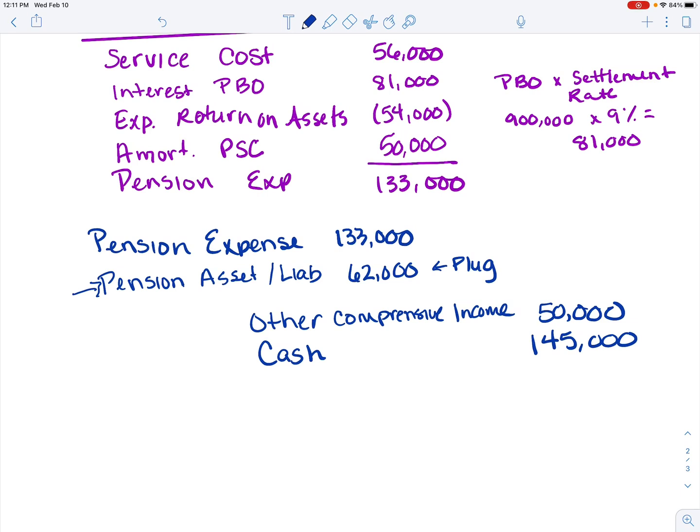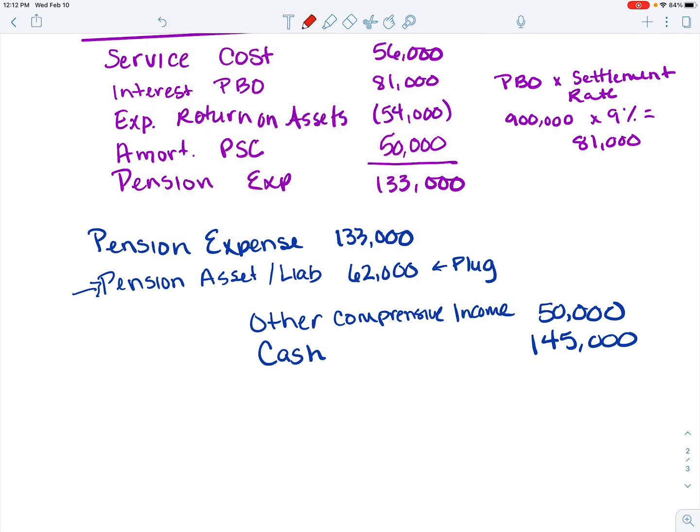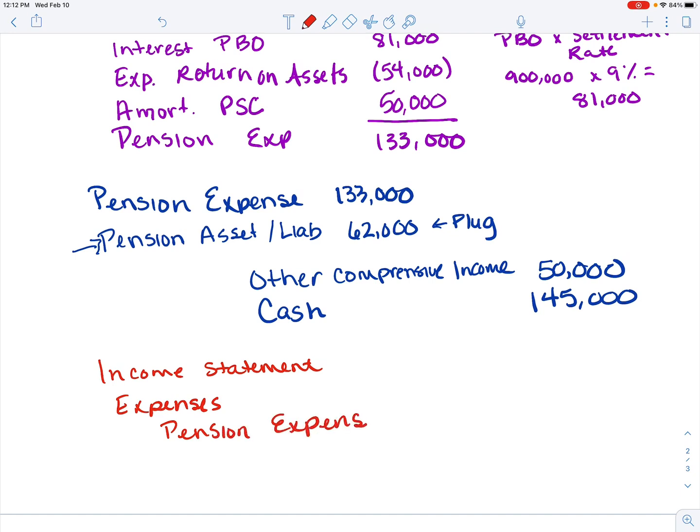So let's take a look and see where some of these pieces are going to show up in your income statements and balance sheets. First thing that we're going to see on your income statement, a couple of items are going to show up there. Under your expenses, you will show that pension expense. And we've already recorded it. We just are going to put it down in our income statement.